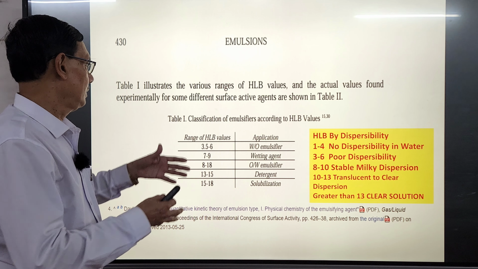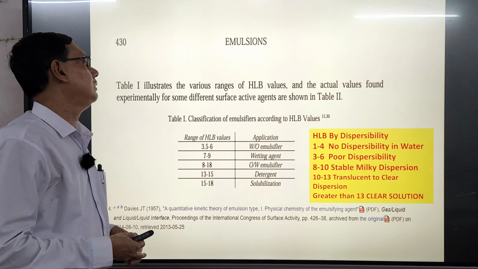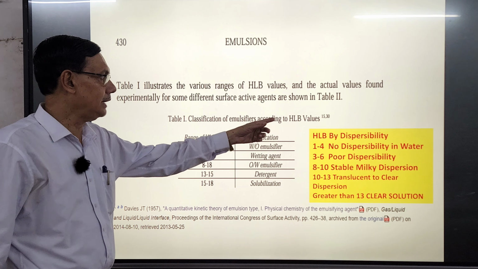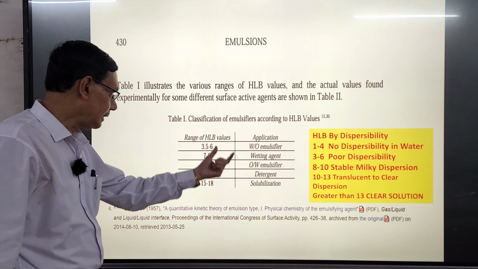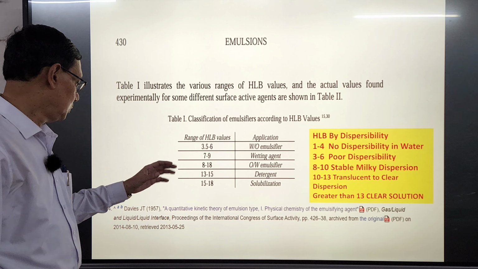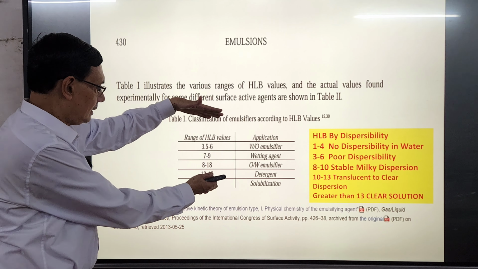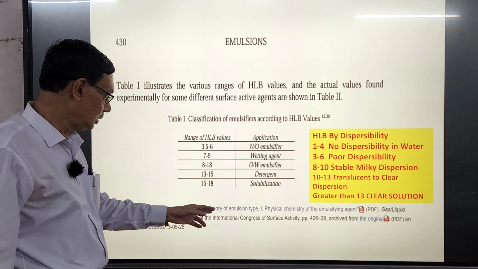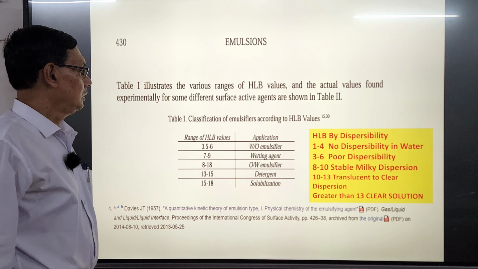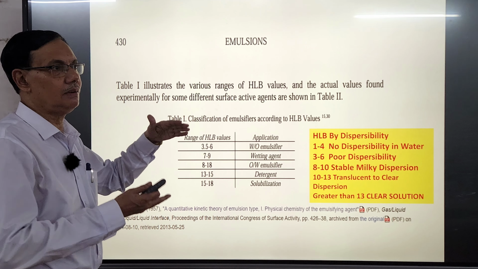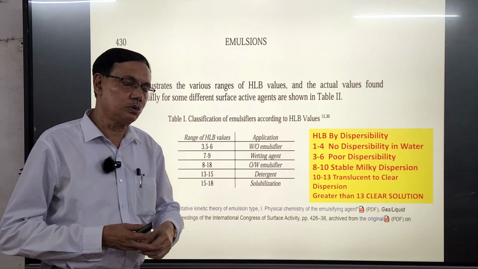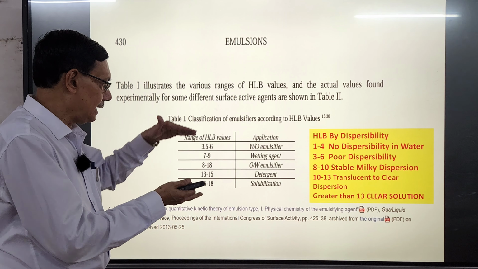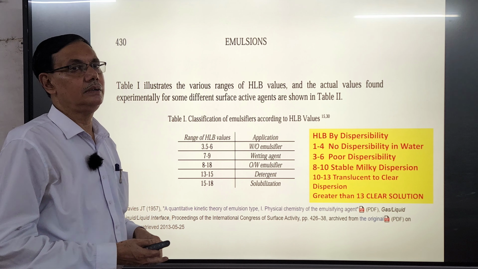Now these are some values of HLB, or you can call it a classification of emulsifiers according to HLB values. I have taken these values from two books. This part I have taken from Davies, a quantitative kinetic theory of emulsion type. If you see the range, as I have already told you, in some books the range is 1 to 40, but in some cases the range is 1 to 20.